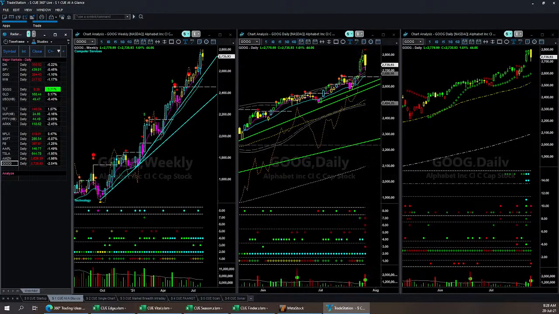Last one, Google, very strong. Both in weekly, daily, above upper boundary. I am not going to buy it. In the alternate signals, we see that it is now at very high thrust and very high jump levels. A level from where a reversal is likely.